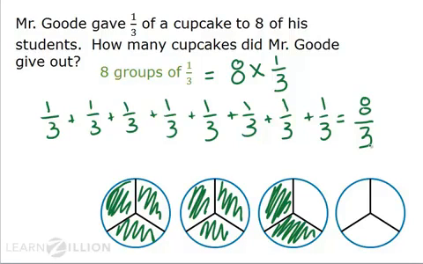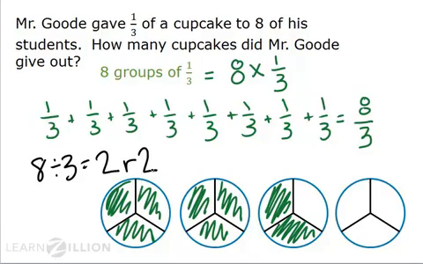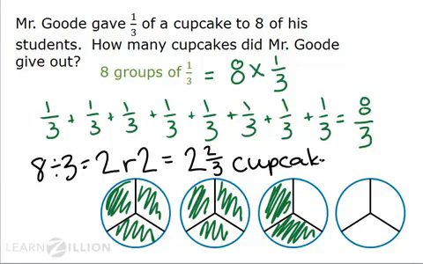You might have noticed, though, that this is an improper fraction. And since it's hard to tell exactly how many cupcakes 8/3 is, I want to turn this into a mixed number. One way I can do this is to divide, since fractions are connected to division. 8 divided by 3 gives me 2, with 2 pieces left over. Since each cupcake was cut into 3 pieces, this means that Mr. Good gave out 2 whole cupcakes and 2 out of 3 pieces of a third cupcake, or 2 2/3 cupcakes.